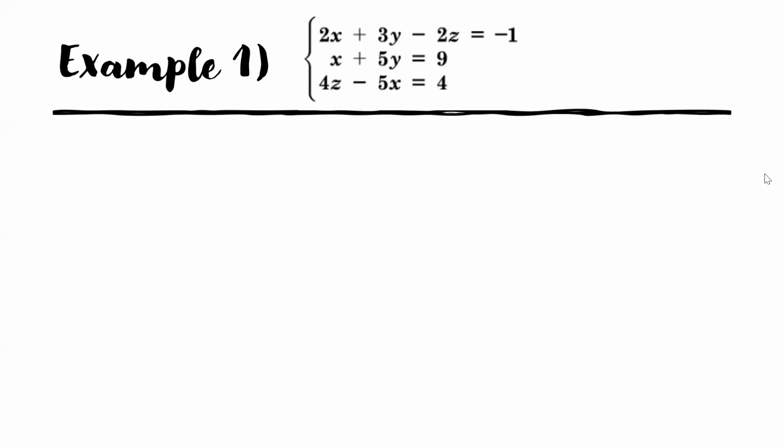We have 2x plus 3y minus 2z equals -1. We have x plus 5y equals 9. And we have 4z minus 5x equals 4. Okay. What are some things you notice right off the bat about this problem? I can get x by itself. One observation. Good one. Anyone else?